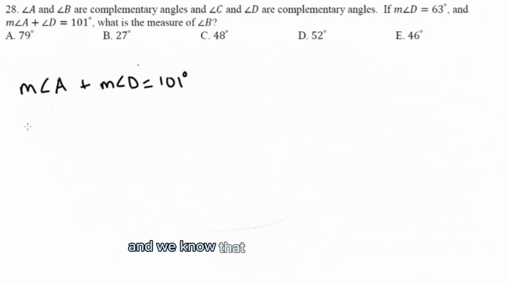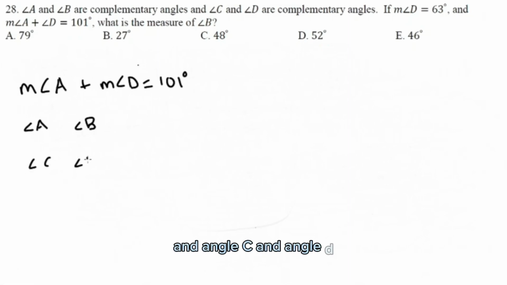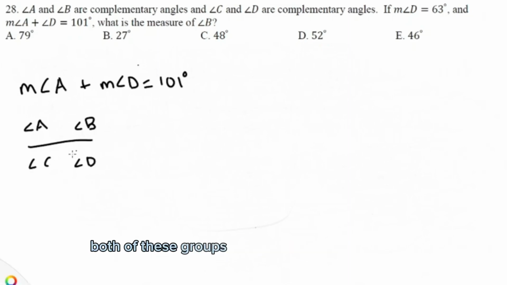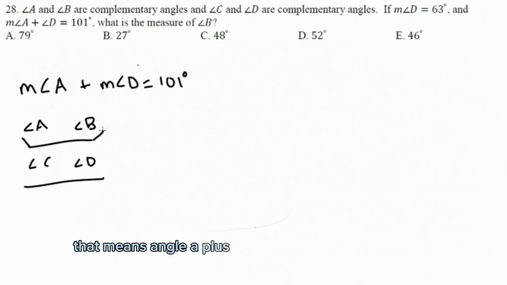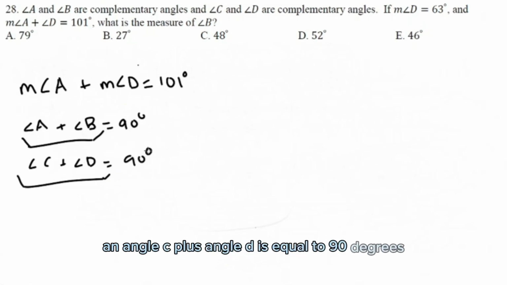And we know that angle A and angle B and angle C and angle D, both of these groups of angles are complementary, meaning when they're added together, they add up to 90 degrees. That means angle A plus angle B is equal to 90 degrees. And angle C plus angle D is equal to 90 degrees.